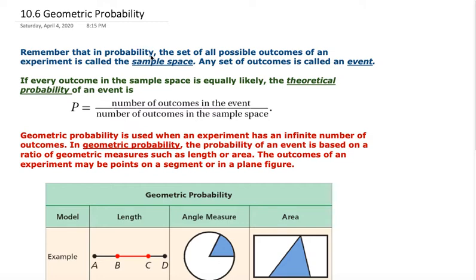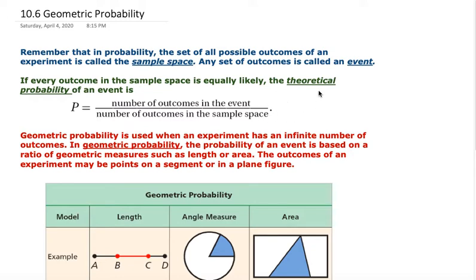Remember that in probability, the set of all possible outcomes of an experiment is called the sample space. And any set of outcomes is called an event. If every outcome in the sample space is equally likely, the theoretical probability of an event equals the number of outcomes in the event over the number of outcomes in the sample space. So, what you want over all the possibilities.